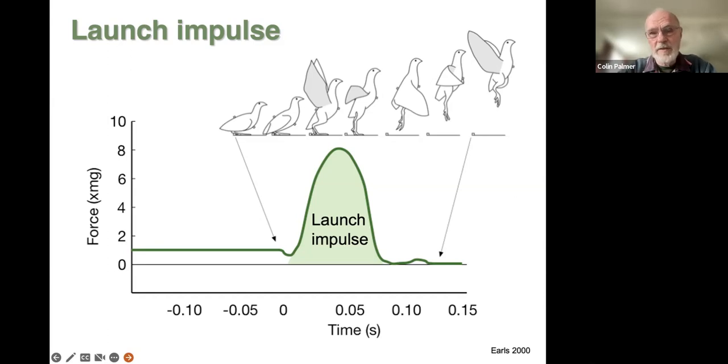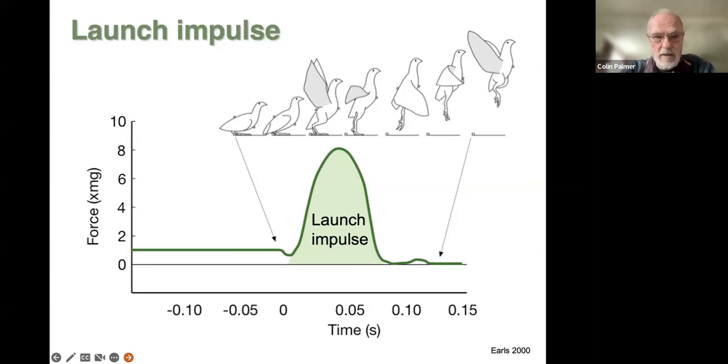She got a variety of little birds to stand on force plates, and they were caused to take off quickly. I don't know what incentives they used, but anyway, these birds were made to take off quickly into the air. And she measured the force they applied. So again, if we start on the left of this graph, the vertical scale is the force that the little bird is exerting onto the force plate, which of course initially is one times its weight. There's one body weight of force there.